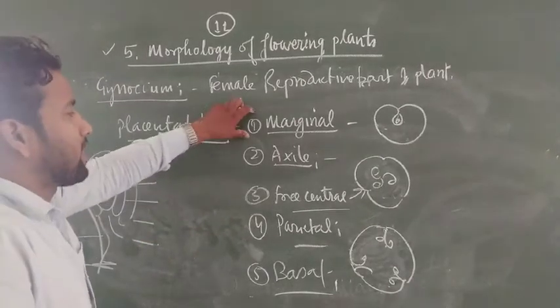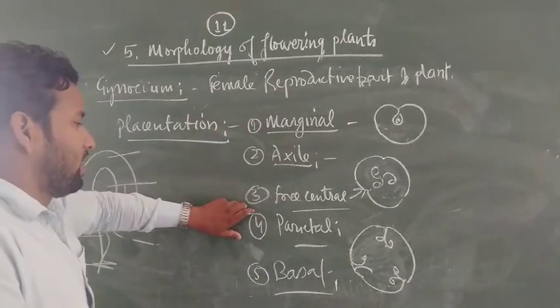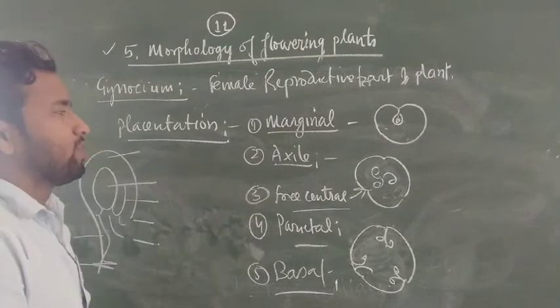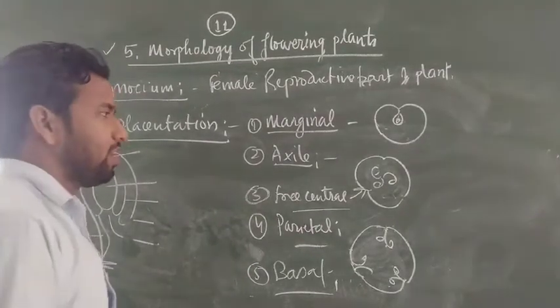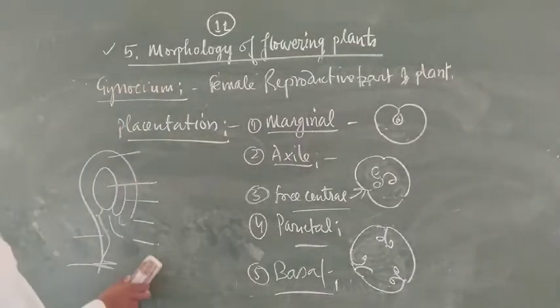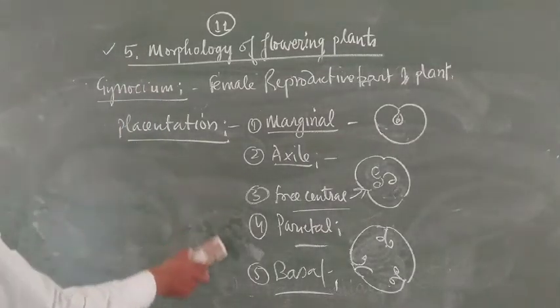So this one is marginal, axial, free central, parietal, basal, and one more, superficial, is also observed. This is a different type of placentation. Let us see an example. Okay. Let us see an example.